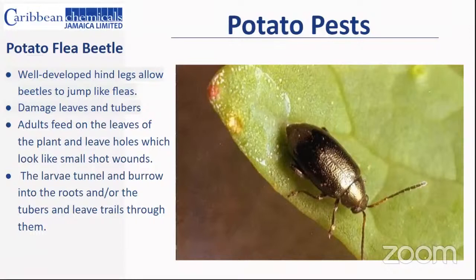Now, they have well-developed hind legs, which allows them to jump far distances, kind of like how fleas are able to. What they do is that they, as well as their larvae, damage the leaves and the tubers of the plants. The adults feed on the leaves of the plant, and they leave holes which look like small shot wounds, and the larvae tunnel through or burrow into the roots and the tubers, and leave trails through them.